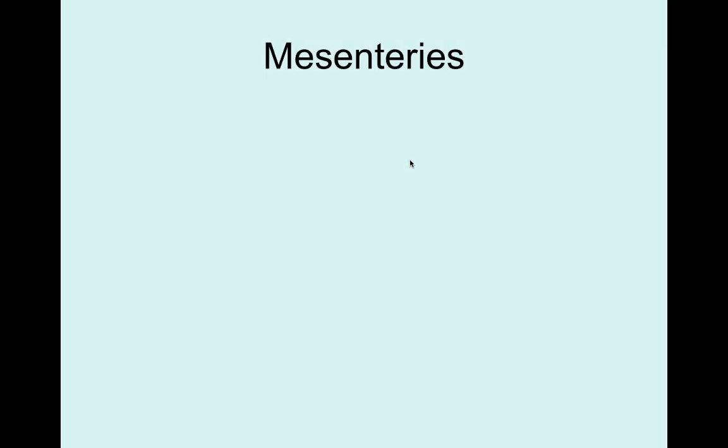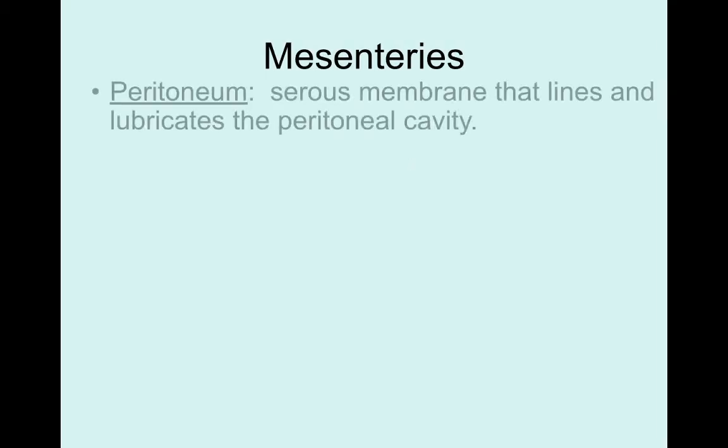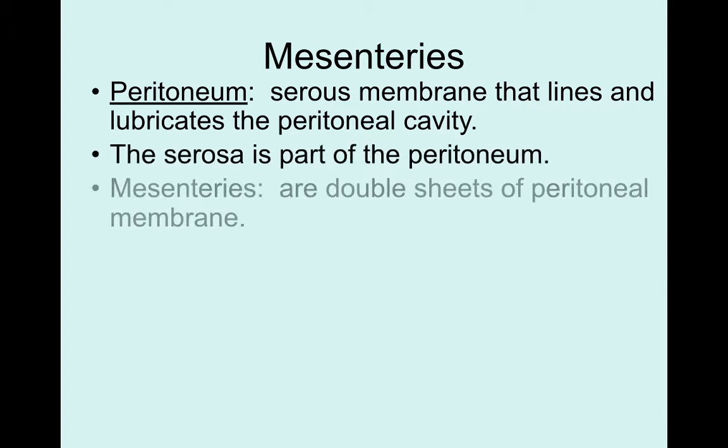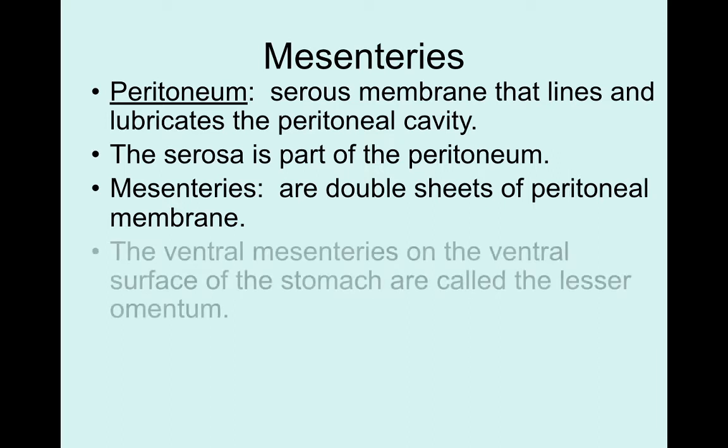The mesenteries, we need to talk about those. Again, those are part of the peritoneum. The peritoneum, remember, is the serous membrane that lines and lubricates the peritoneal cavity, which is around all of our digestive organs. And our serosa, remember, is part of our peritoneum, and the mesenteries are also part of our peritoneum. They are double sheets of peritoneal membrane.